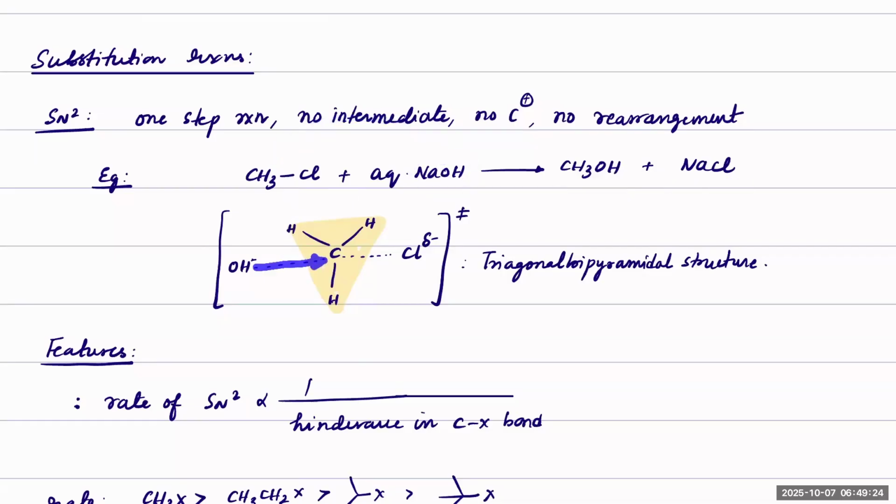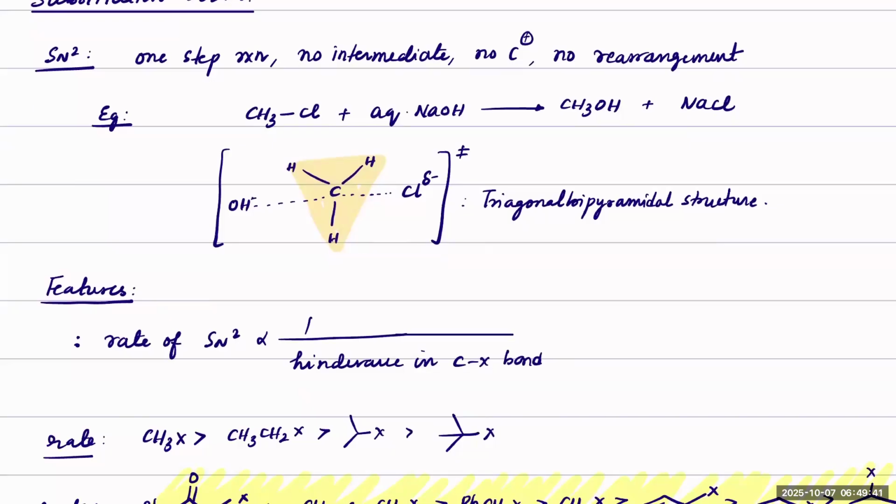The OH minus has to attack from the back side, and Cl has to leave from the front end. The intermediate which forms is trigonal bipyramidal. So the stability of this intermediate decides the rate of reaction. This transition state should be more stable. You can see these three hydrogens here. If you have anything bulkier instead of hydrogens, then the reaction will become slower.